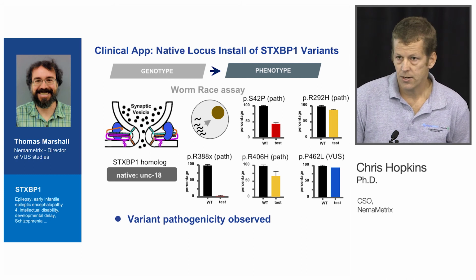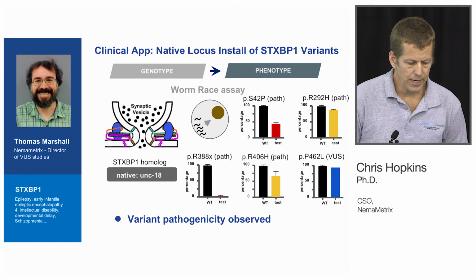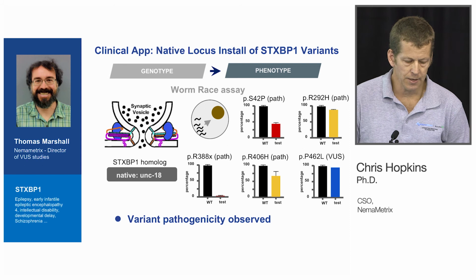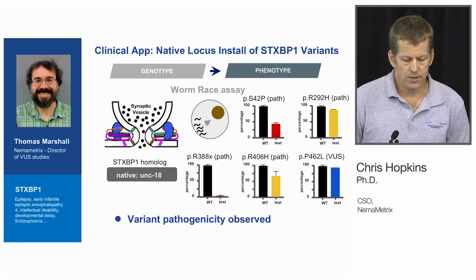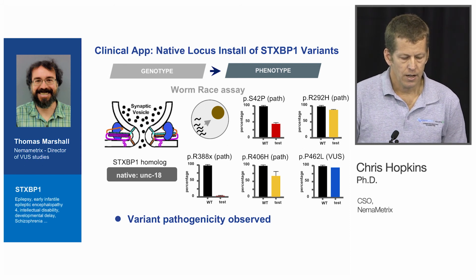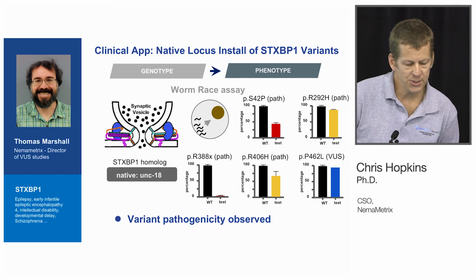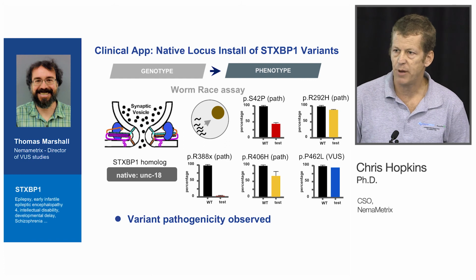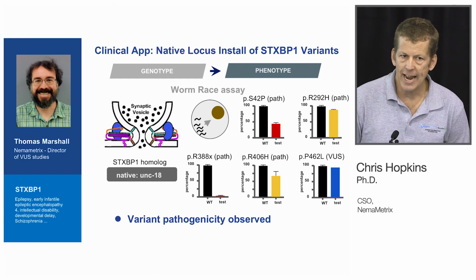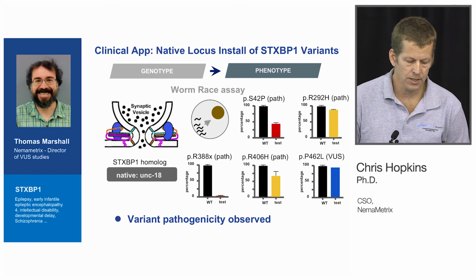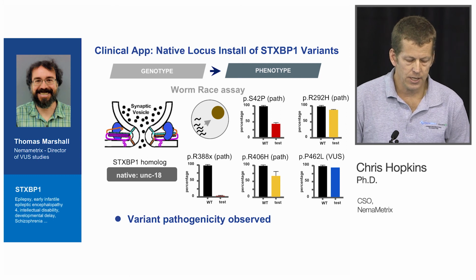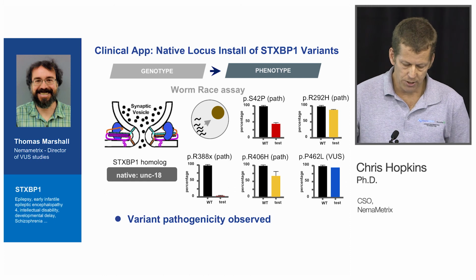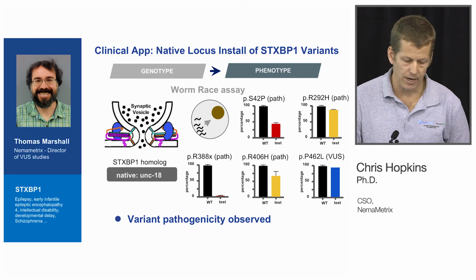He saw that those had reduced ability to get to the food relative to wild type. In another allele, the knockout allele, the R38X allele, he saw that it was severely hampered in the worm race assay. 2 other alleles were looked at, the R292H and the R406H allele. Both of these are flagged as pathogenic, but they don't appear to be as pathogenic as the other 2 alleles. And finally, he looked at another allele, the proline to leucine change, and saw that it didn't appear to have much effect in this particular assay.